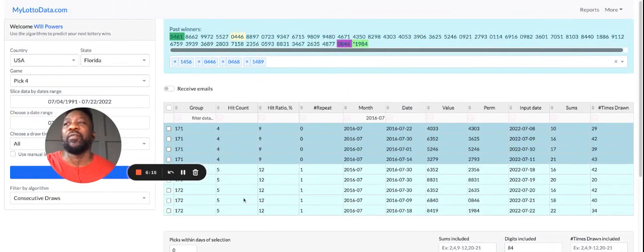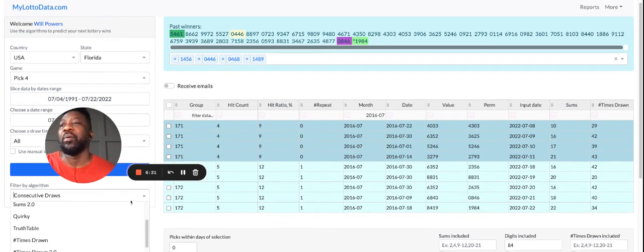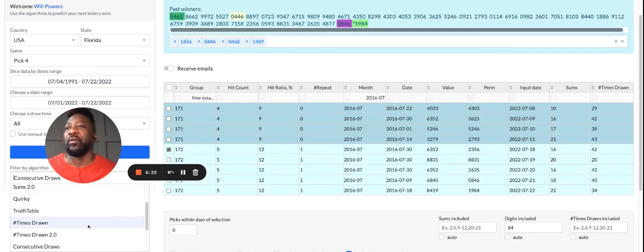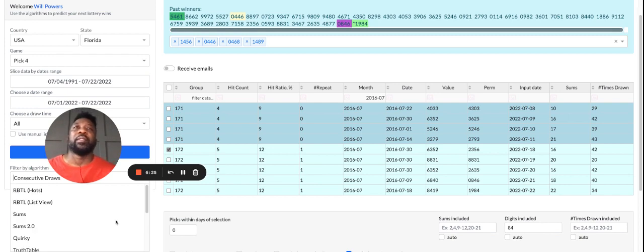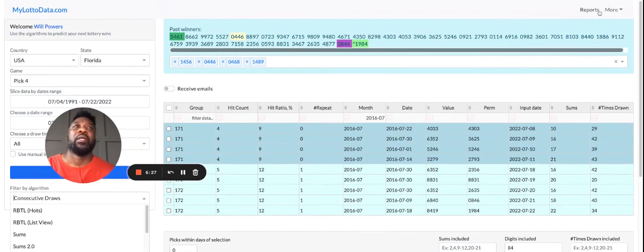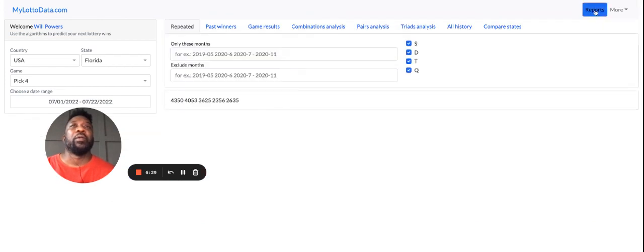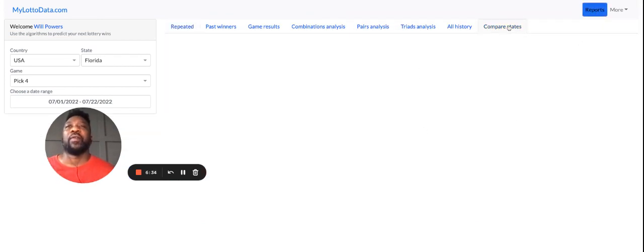Let me talk about some other features. There's an RBTL 2.0 coming out, family. It's going to be labeled RBTL 2.0. Let me talk about some other tools. Let me go to reports. This is fire right here.